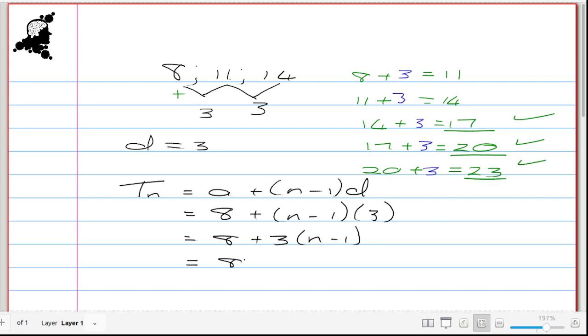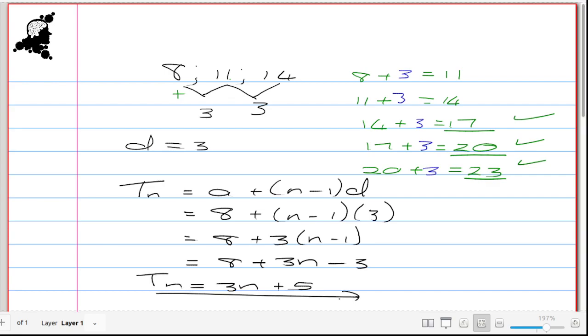So this is just going to give me 8 plus 3 times n, that's 3n. 3 times minus 1 is minus 3. This is going to give you 3n, 8 minus 3, that's going to give you 5. This is my general term, this is my nth term.